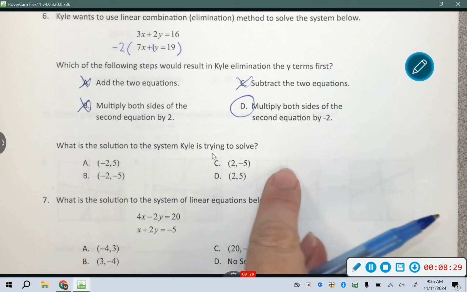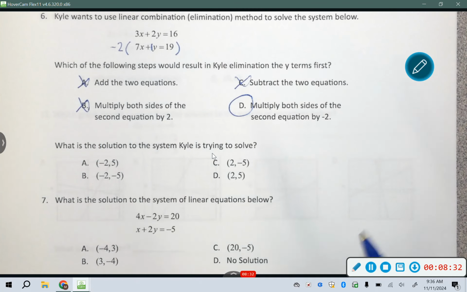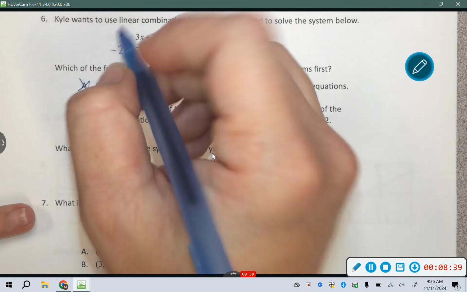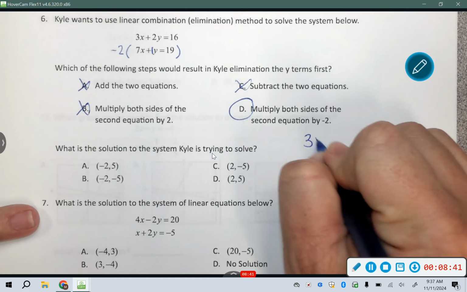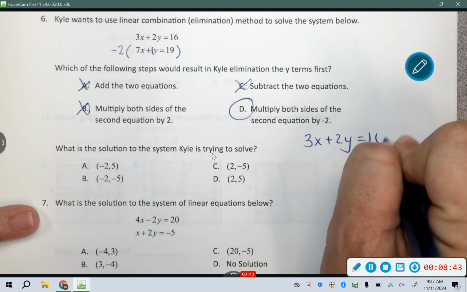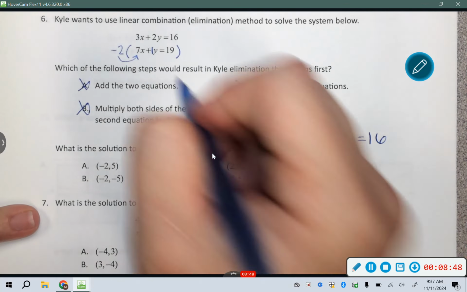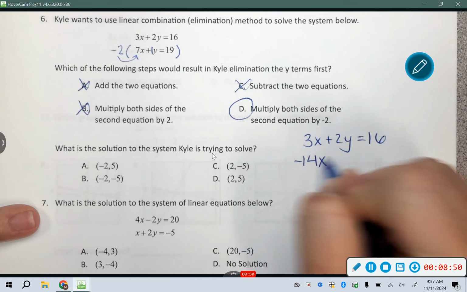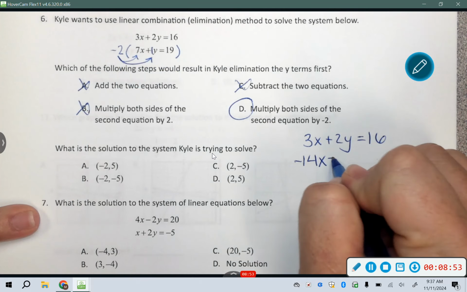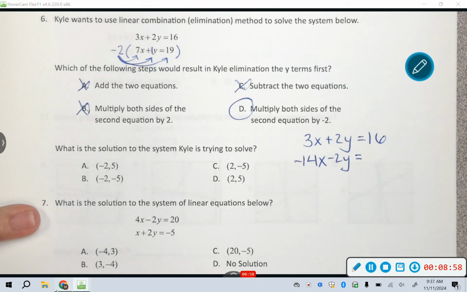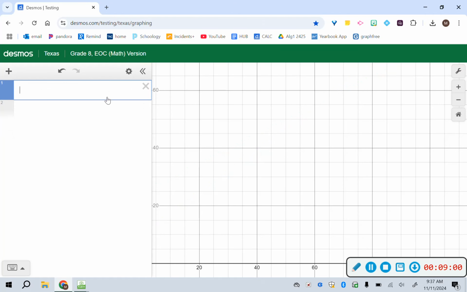Okay, and then the second part of this is saying, so what's your answer? So let's solve, and this time we are going to use elimination. However, if you would rather, you could solve for y like we did on the first couple problems. So I'm going to rewrite that first equation, 3x plus 2y equals 16, because we weren't changing that one. However, I need to distribute here. So negative 2 times 7 is negative 14x. Negative 2 times 1y is negative 2y. And then negative 2 times 19 is negative 38.